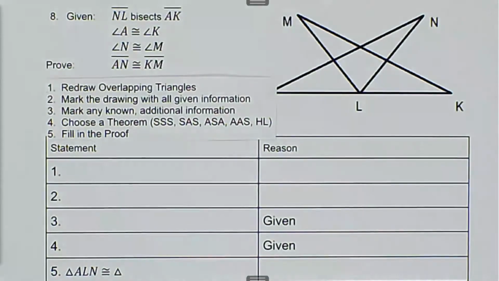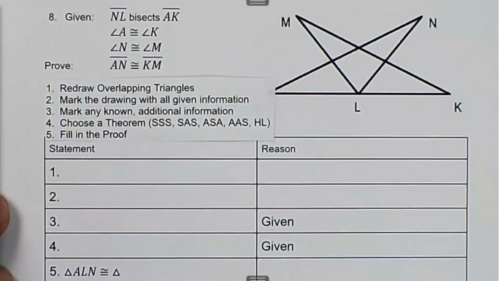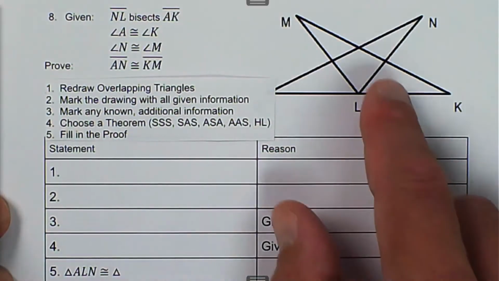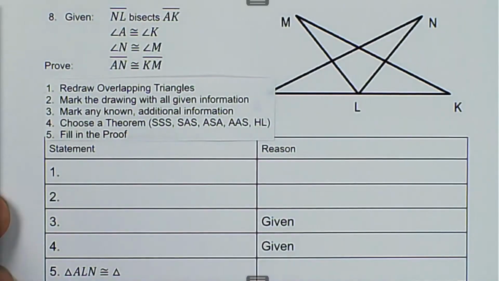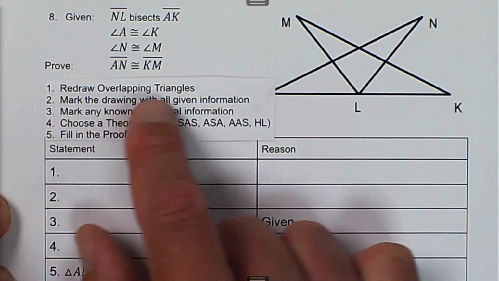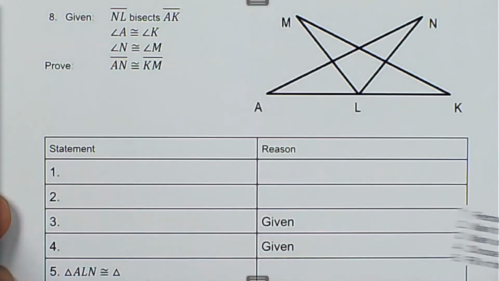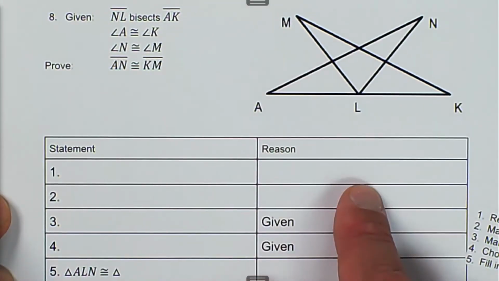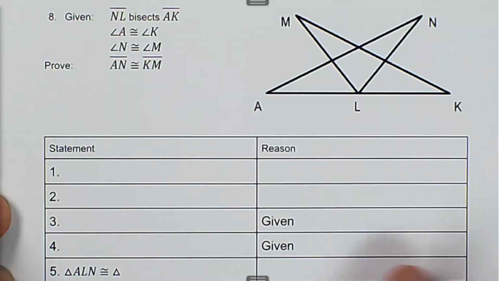We are talking about triangle congruence postulates, and we want to use these postulates in order to prove triangles are congruent or prove parts of triangles are congruent. And so the first step says redraw overlapping triangles. So in this case, we do have overlapping triangles that we're going to have to use.